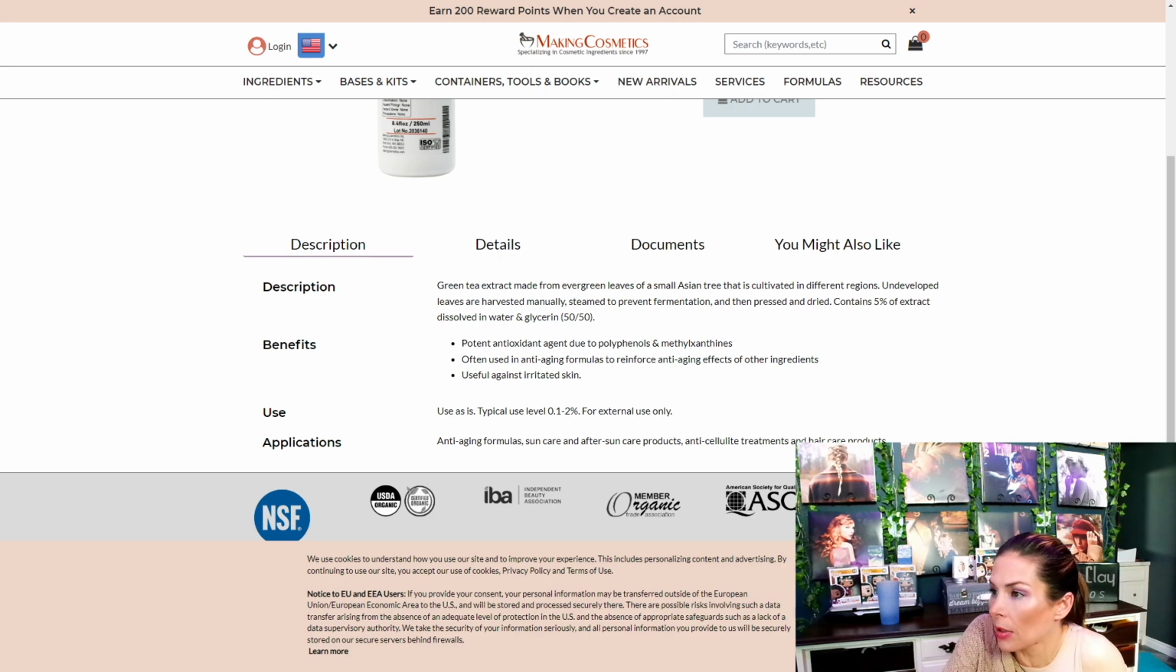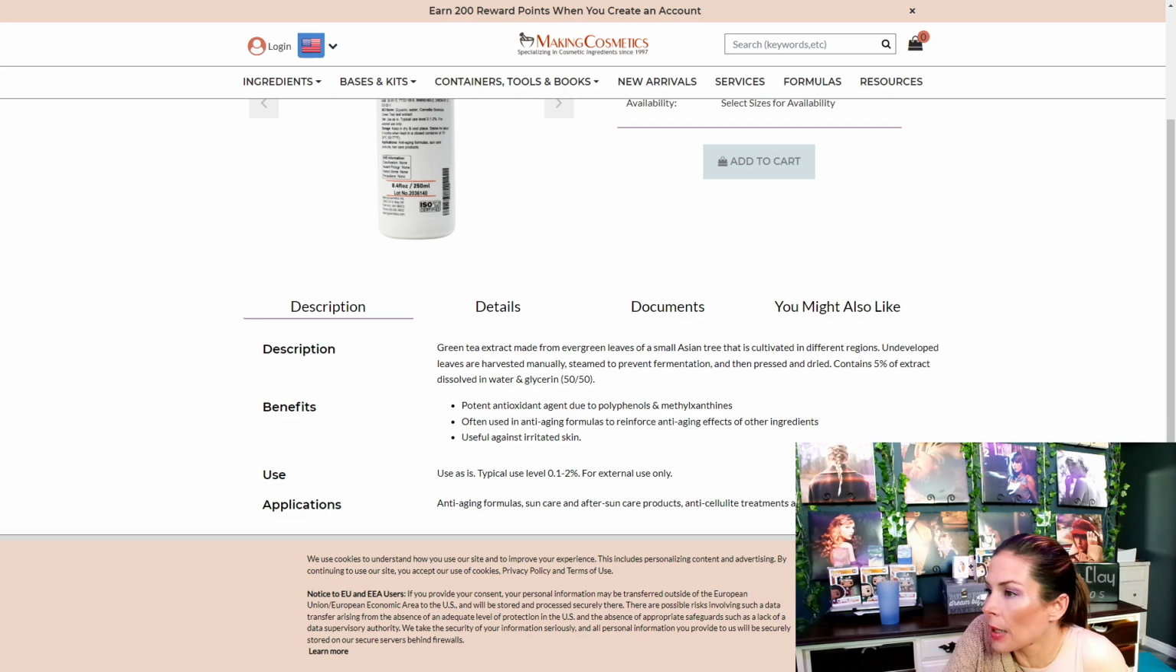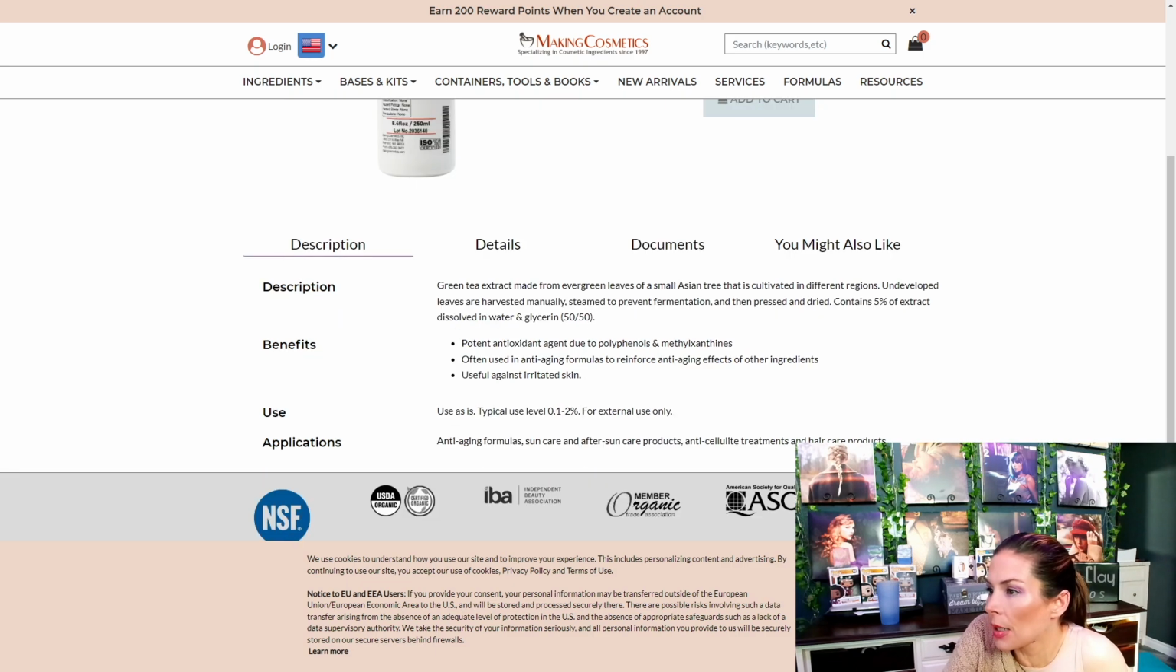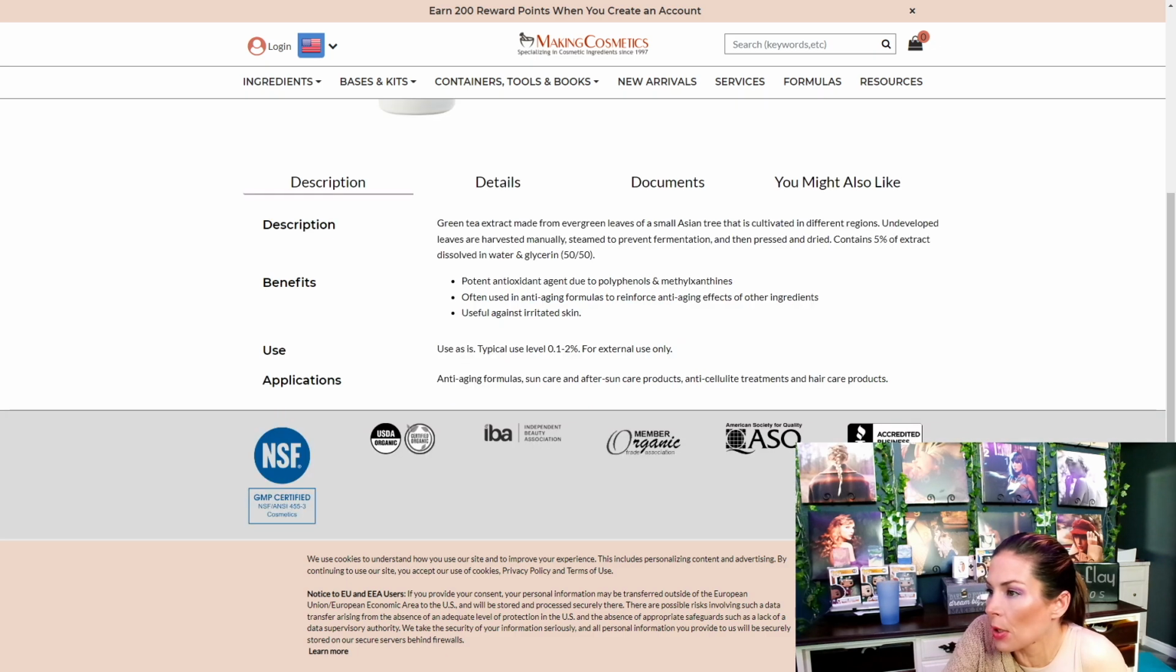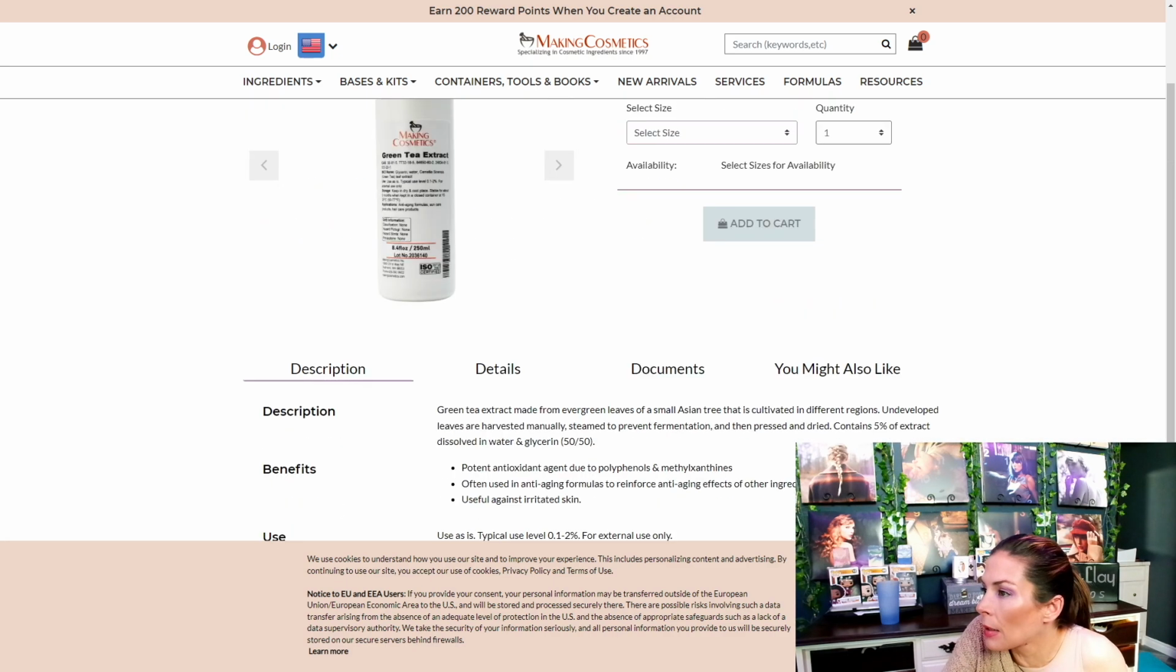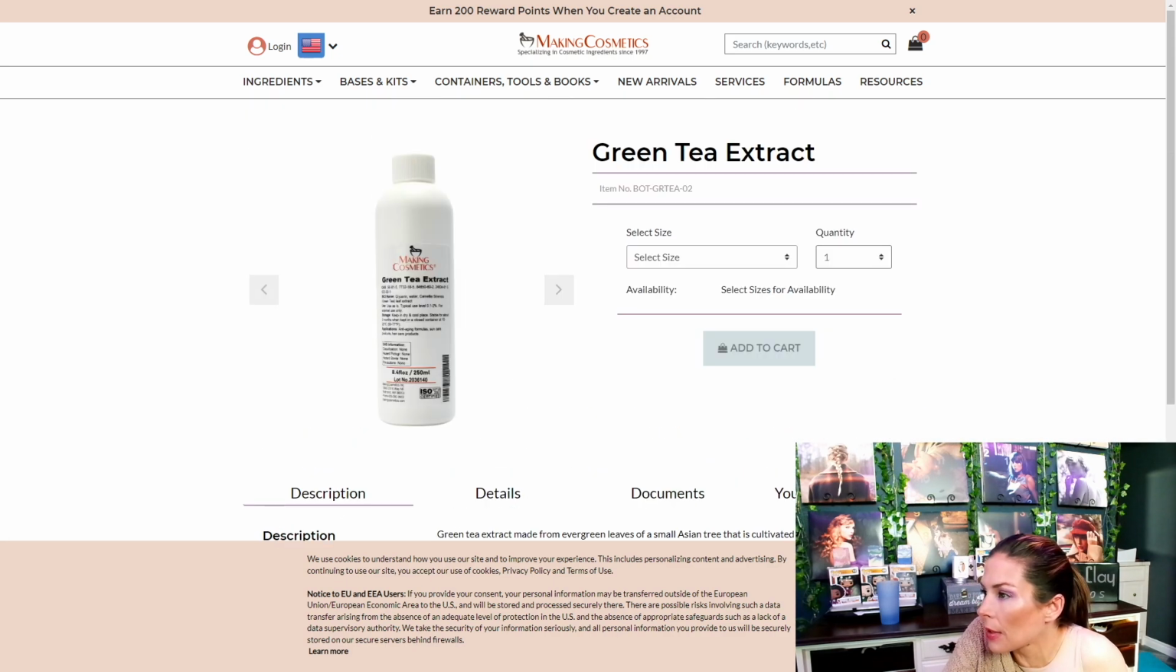5% of the extract dissolved in water and glycerin, okay. So that does actually say that it's not as potent as the one that we were just looking at from the other website. And then it has the benefits here, the use, use as is, typical use level 0.1 to 2% for external use only. Applications: anti-aging formula, sun care and after sun care products, cellulite treatments and hair products. Sure.